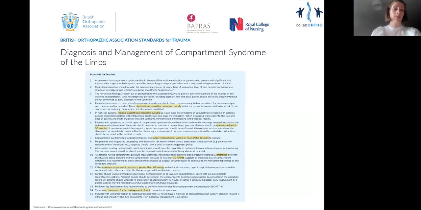There are guidelines for most important orthopedic conditions, and we call these BOAST, British Orthopaedic Association Standards for Trauma. You can easily find these online, and they will be helpful should you encounter a suspected compartment syndrome patient.